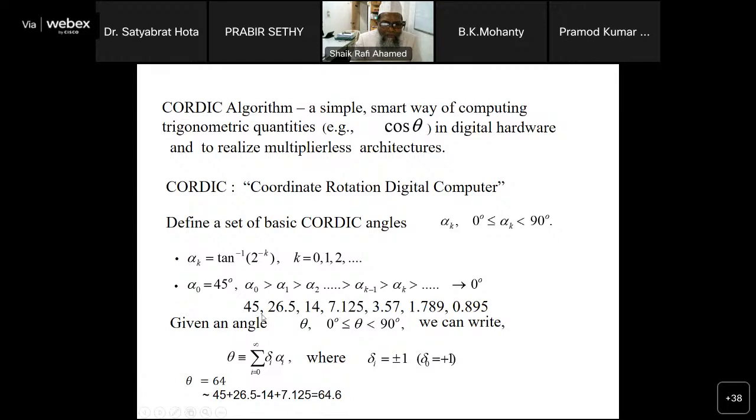Even if I use up to 5 iterations, you are getting 64.6, which is more than 90% accuracy. If I go up to infinity, you will get 100% accuracy. But here, even with few iterations, I have used only 4 iterations, and I got 64.6. You take any arbitrary angle between 0 to 90 degrees, you can express it as a sum or subtraction of these standard angles. That is his claim.